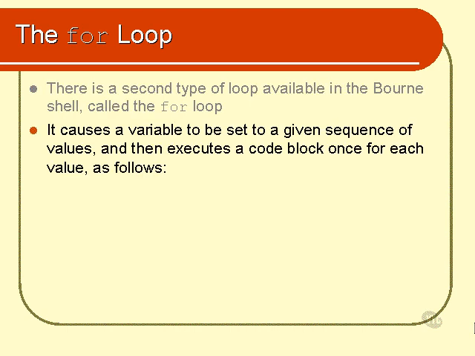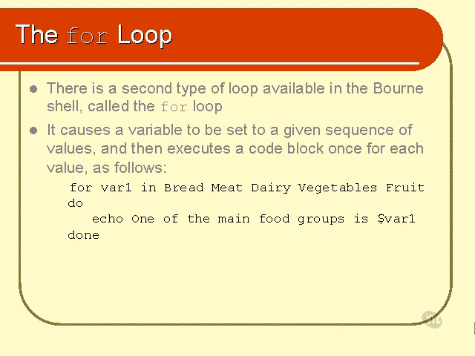The way the for loop works is it causes one variable to be set to a given sequence of values. That's the premise behind the for loop: set a variable to a given sequence of values and then execute the code block once for each value. And it looks like this. This is a little example. If you had a variable called var1 and you could set it to a range of values: bread, meat, dairy, vegetables, fruit, 5 different values there.